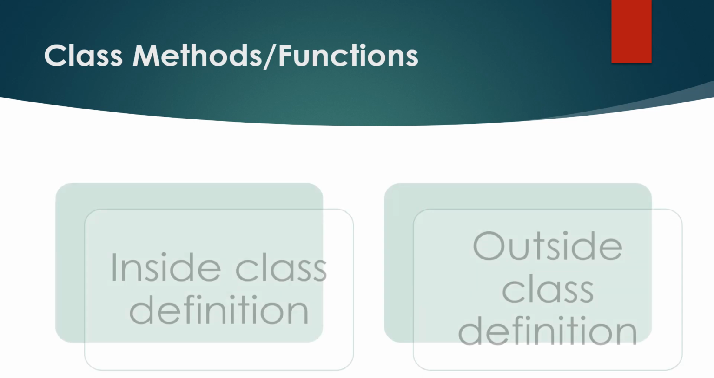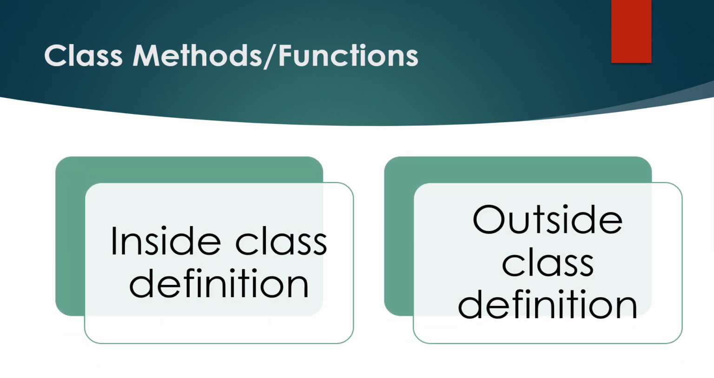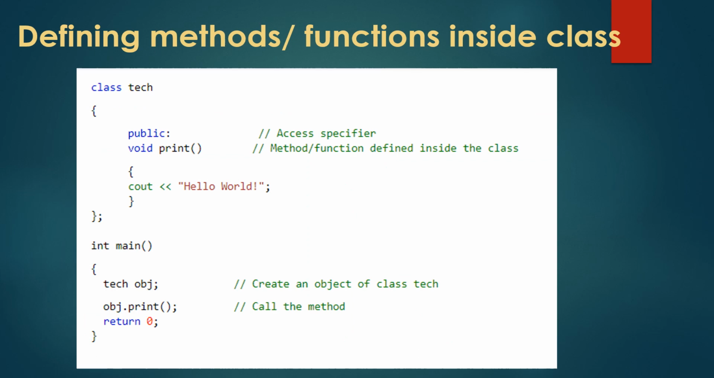Now, class methods are mainly defined in two ways: inside class and outside class. Let us understand how to define methods or functions inside class with a simple code. Here we have taken a class named tech. Now we are starting the body of your class. Here first we have declared the access specifier public.